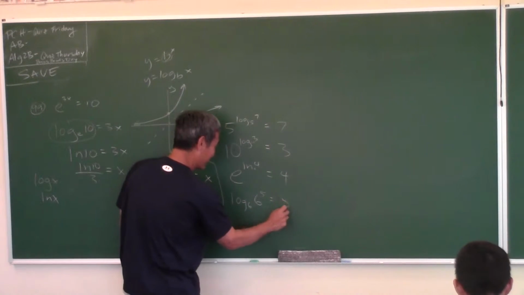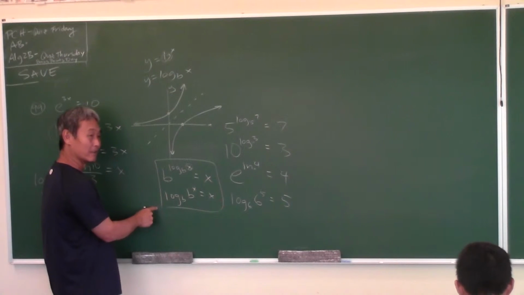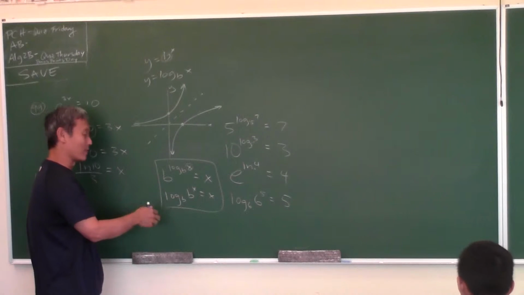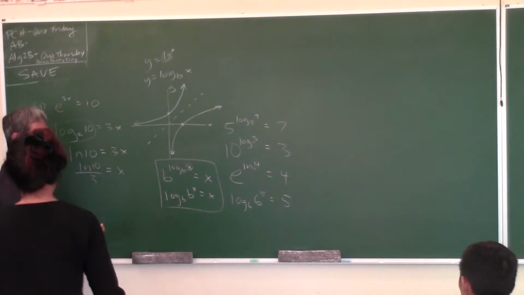The answer is just 5. That's using this one right here. And again, because they're inverses of each other. Okay, so we already learned that before, but you just never got any problems on it. Tonight you're going to get problems.